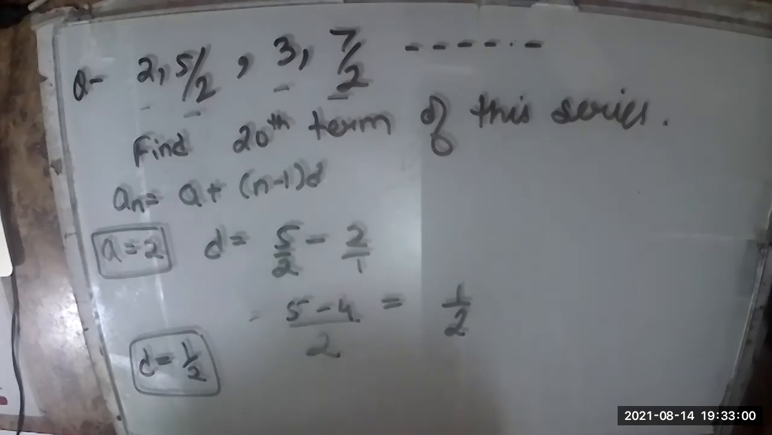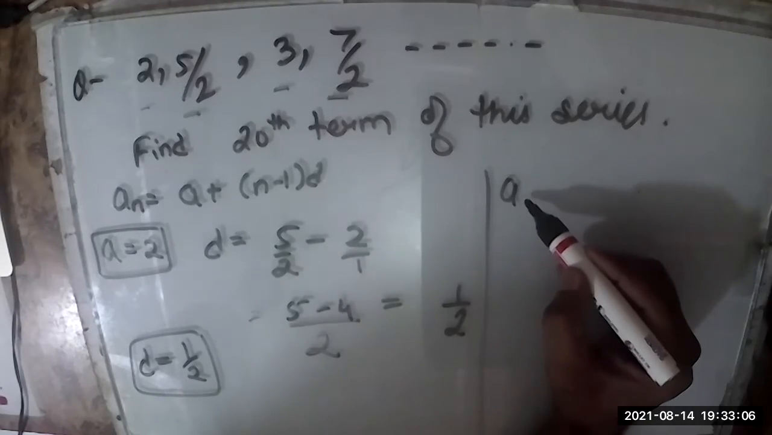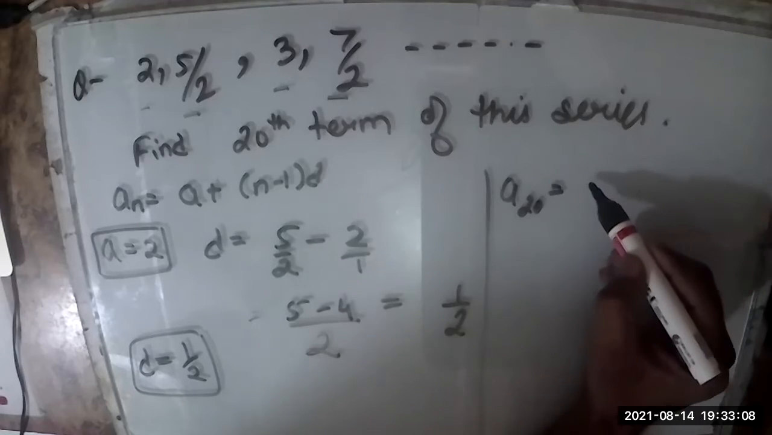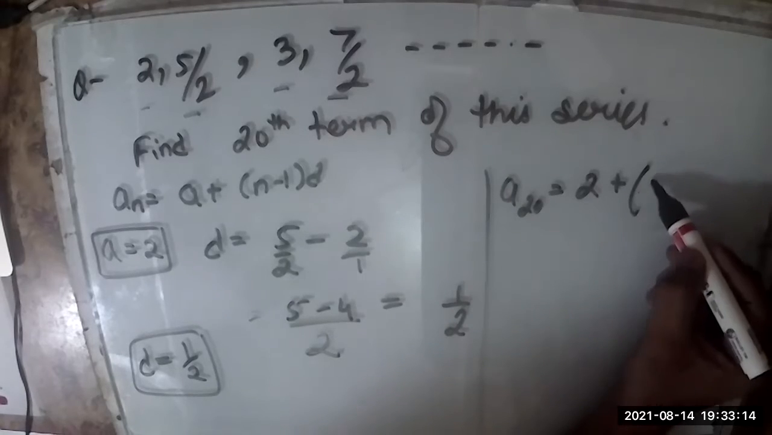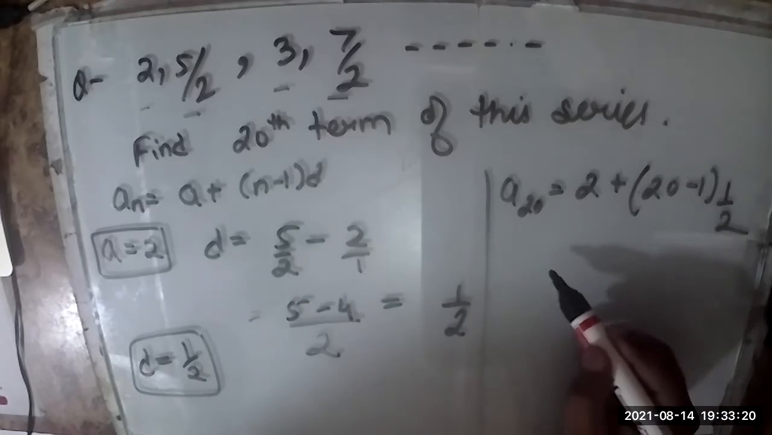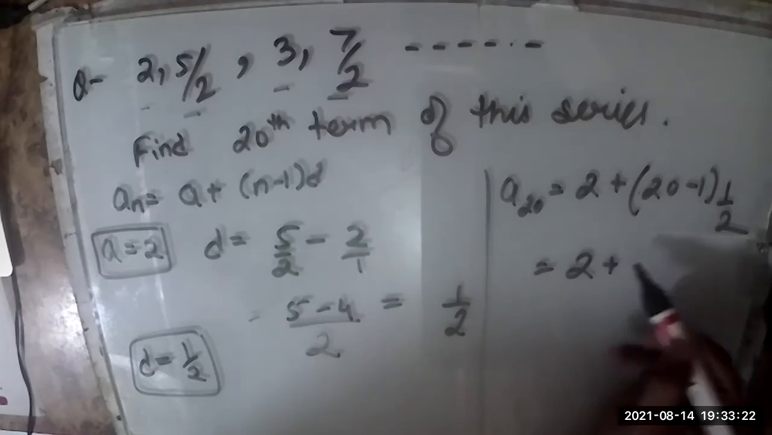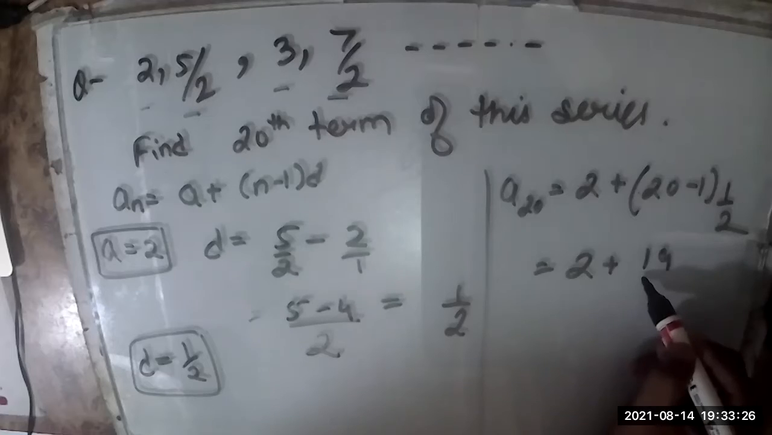Okay. Now what we have to do? We have to substitute all these values in the formula. So A20 will be equal to 2 plus n minus 1. What is n? n is the 20th term, minus 1, into d. What is d? It's 1 upon 2. Now we'll solve it. 2 plus 20 minus 1, 19, into 1 upon 2 means 19 upon 2.